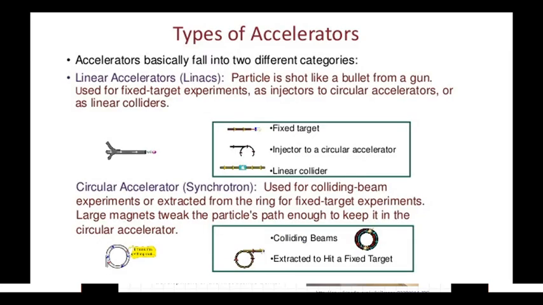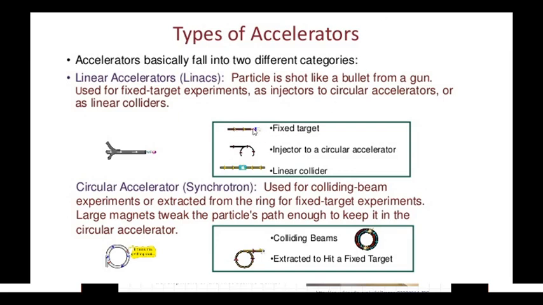And there are two types of accelerators. Or we can say these accelerators basically fall into two different categories. The first one is the LINAC, or linear accelerator, in which the particle is shot like a bullet from a gun, so this type of accelerator is used for fixed target experiments, or it can be used as an injector to circular accelerators. Here you can see the picture.